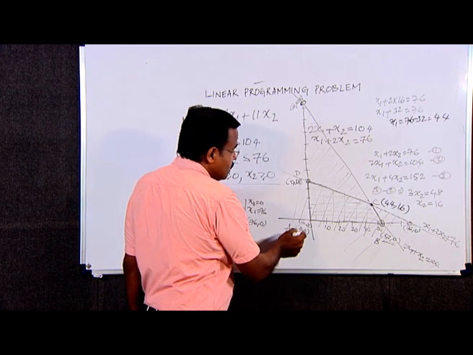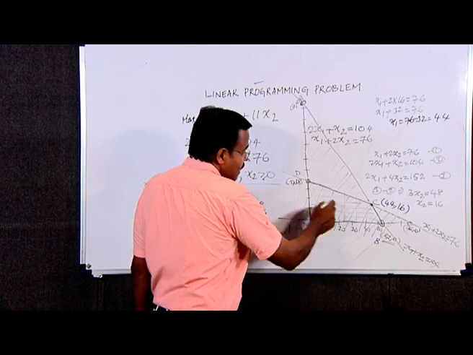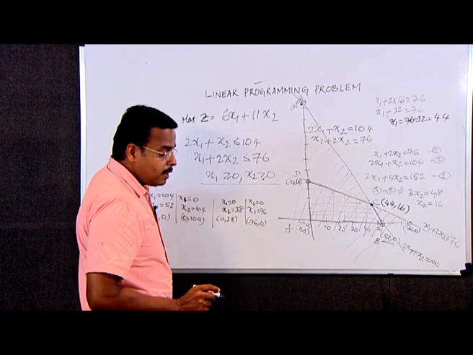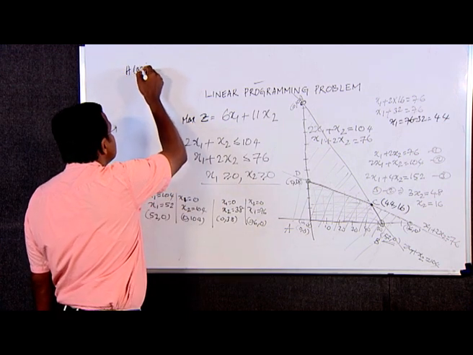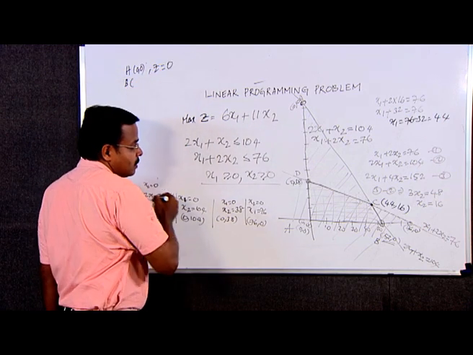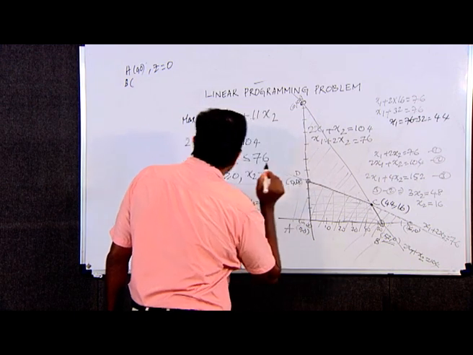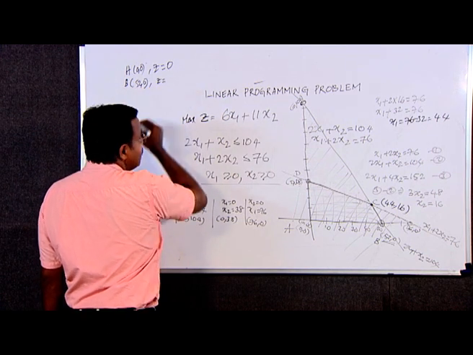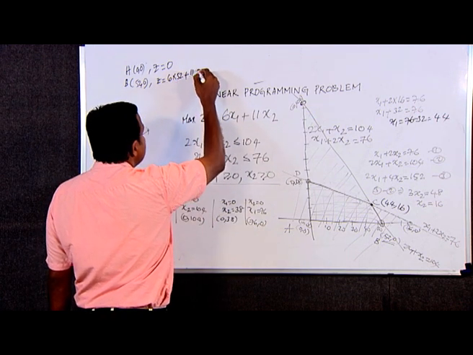Now, we want to check the best value of x1 and x2, and by the theorem, the best values of x1 and x2 will lie on one of the vertices of this area, that is the area common to all the constraints. So, we want to identify the values of z at all these vertices. At A, that is 0, 0, the value of z is 0. Then we name the vertices A, B, C and D.